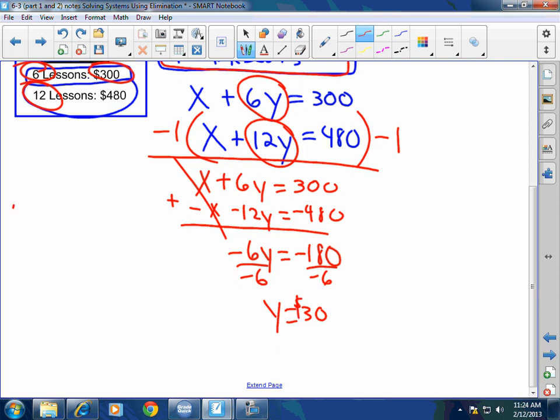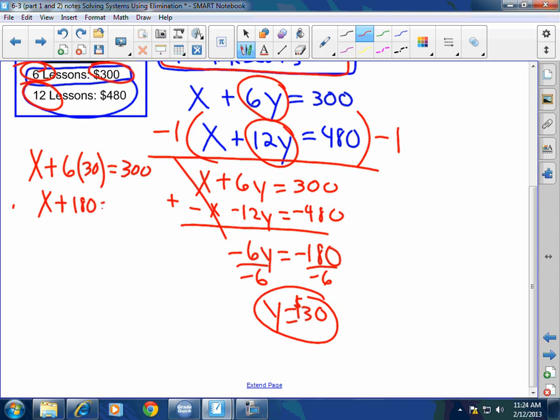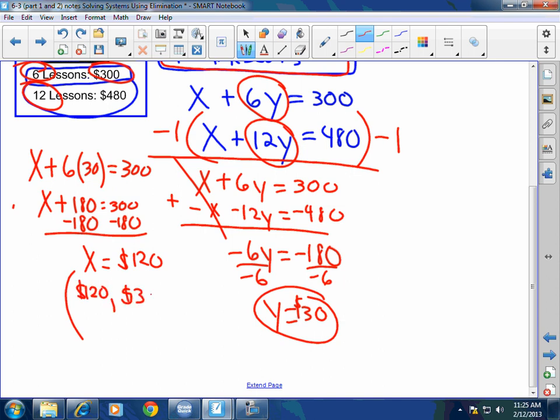Okay? Now that we know that y is $30 per lesson, we need to know what the one-time fee is. What is the one-time fee? Then how do we figure that out? Plug it in. So x plus 6 times 30 equals 300. X plus 180 equals 300. Minus 180 to both sides. X equals 120. So there's a $120 one-time fee, and then it's $30 per lesson.